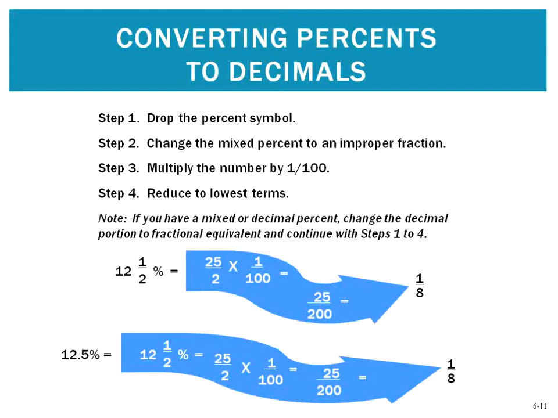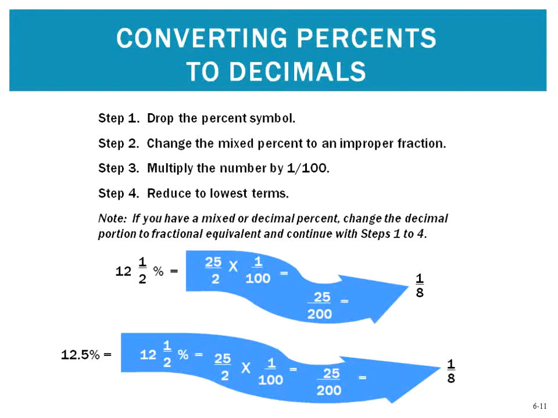So how do you convert percents to decimals? Okay, so number one, drop the percent sign. Change the mixed percent to an improper fraction. So 12 1/2%, change that to an improper fraction. So you say 12 times 2, which is 24, plus 1, which is 25. So you get 25/2. Multiply the number by 1/100. So 25 times 1 is 25. 2 times 100 is equal to 200, and then you simplify it, and you get 1/8.